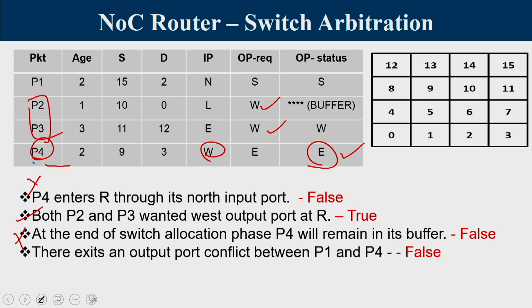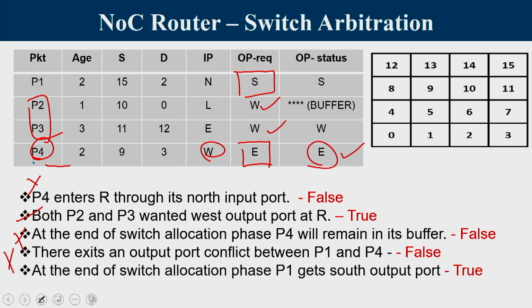And then, there exists an output port conflict between P1 and P4. An output port conflict means they both are requesting the same port. P1 is requesting south and P4 is requesting east, so there is no conflict. The statement that there exists an output port conflict between P1 and P4 is false. And moving on to the last one, at the end of the switch allocation phase, P1 gets the south output port. That is true. So, based upon the routing and the switch arbitration policy, a few statements are given and we are checking whether they are true or false.